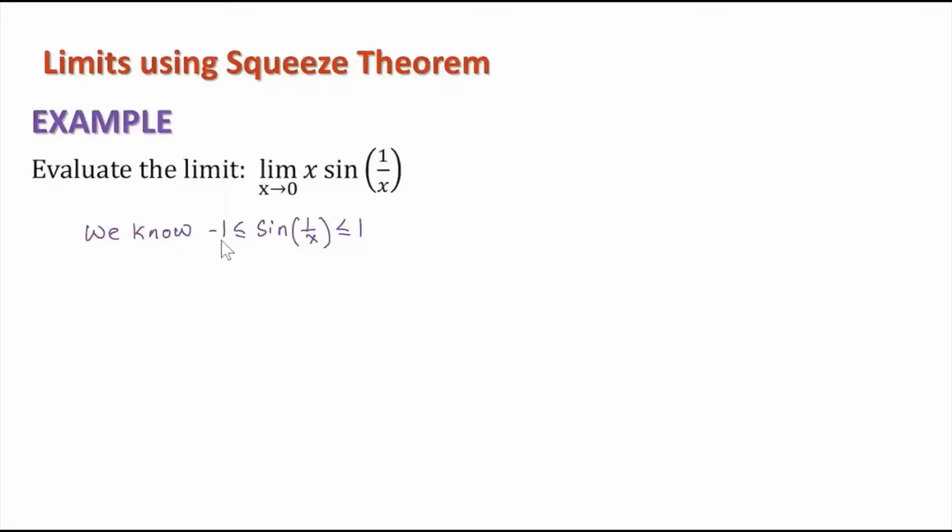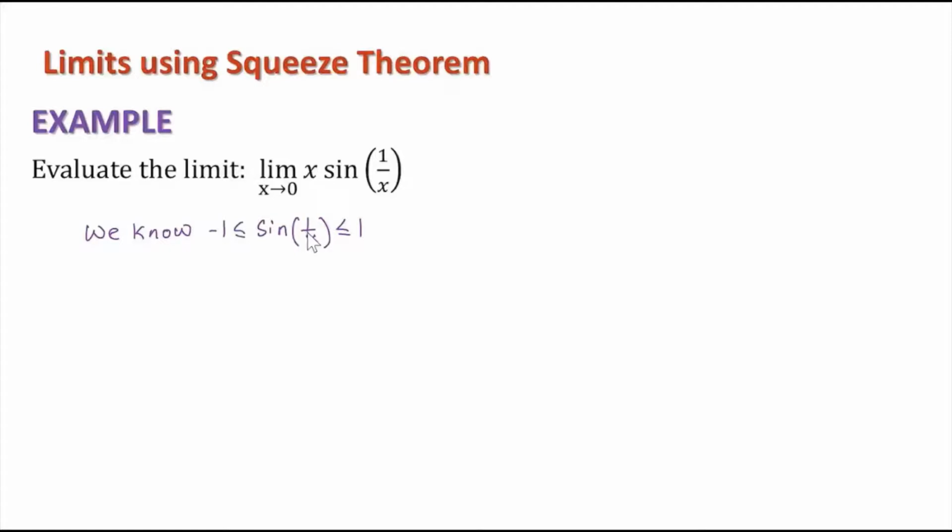Now, by looking at this, what you can say is sine 1 over x is squeezed between -1 and +1. But we are not asked to find the limit of sine 1 over x. Instead, we are asked to find the limit of x multiplied to sine 1 over x. So we have to multiply this by x.